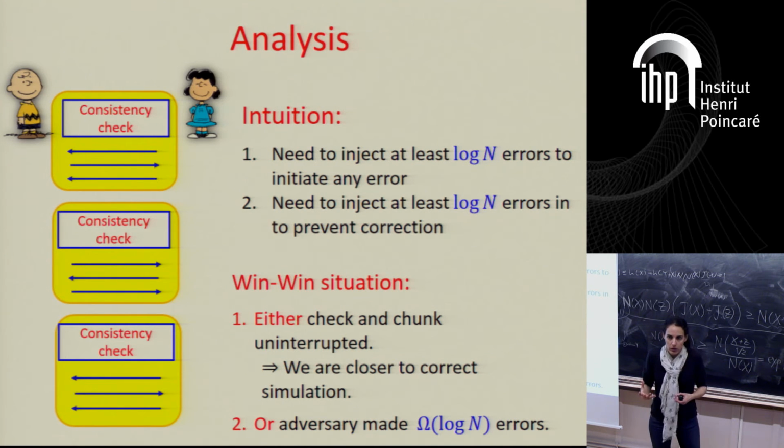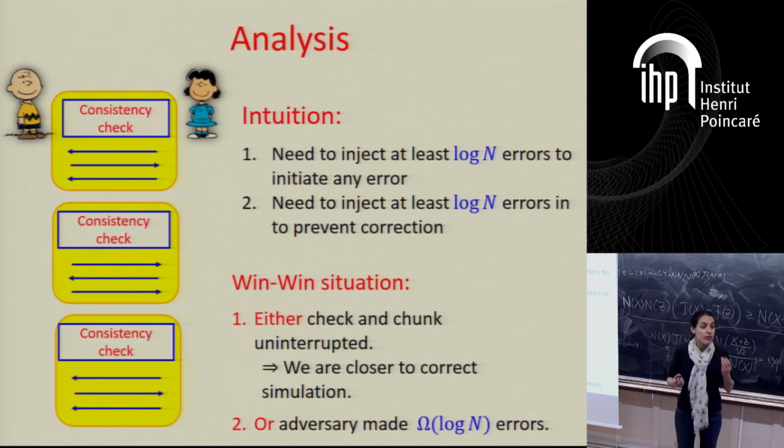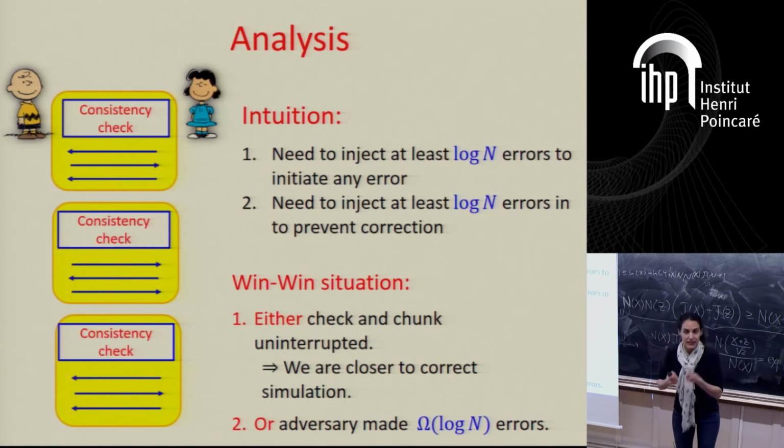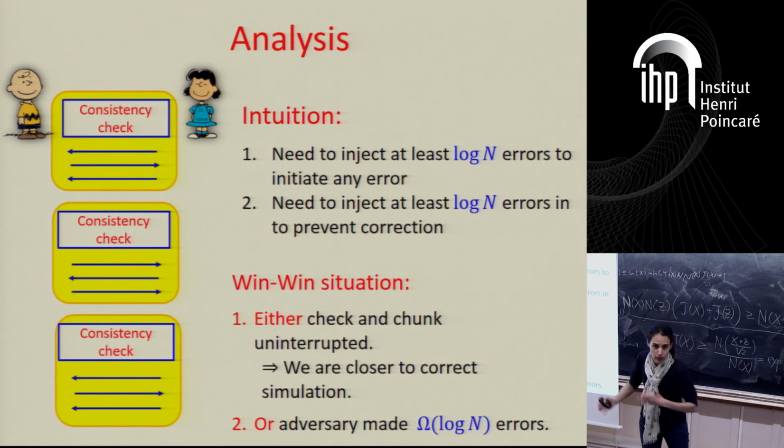Each time, each chunk. So now there's a kind of win-win situation here. Either the adversary invested a lot of error, in which case he's losing his budget, or we made progress. Either we fixed something, which is progress, or we just continued the protocol, which is progress. Either we made progress towards the end result, or the adversary had to invest log n bits of error, which shrinks his budget by quite a bit.